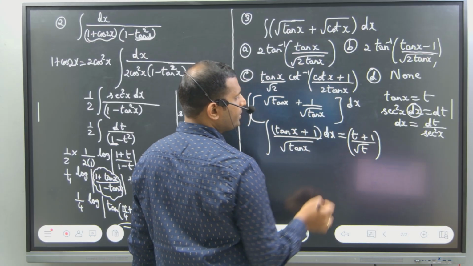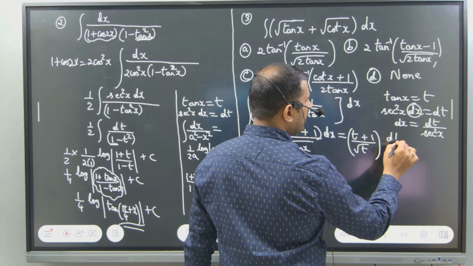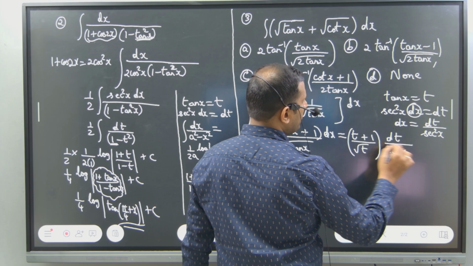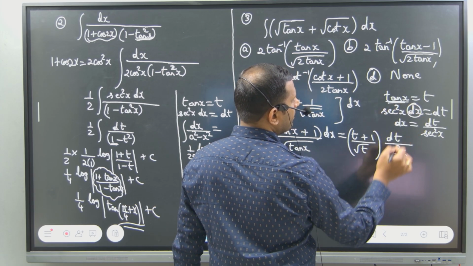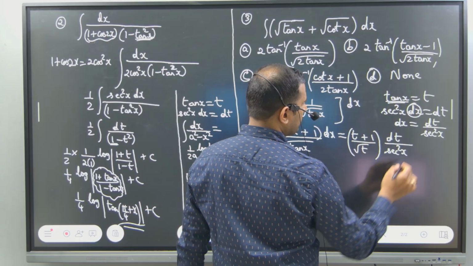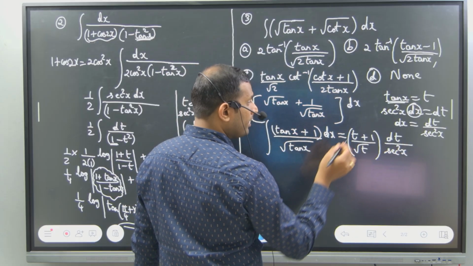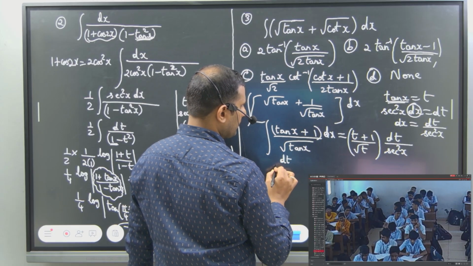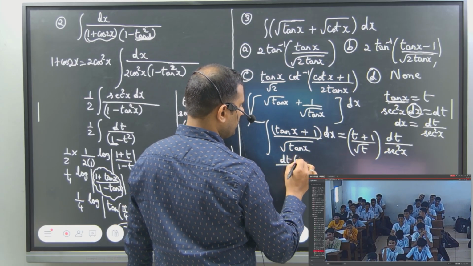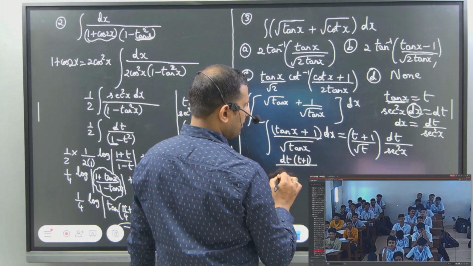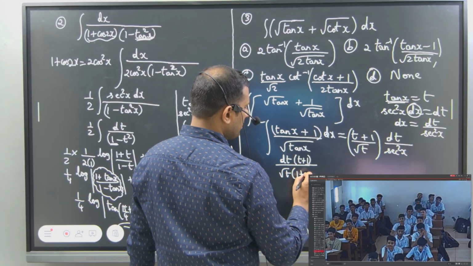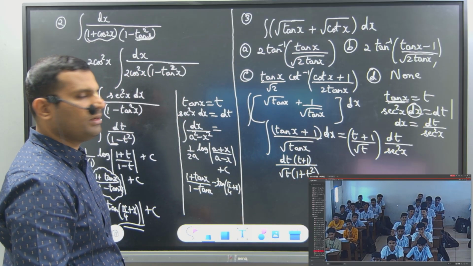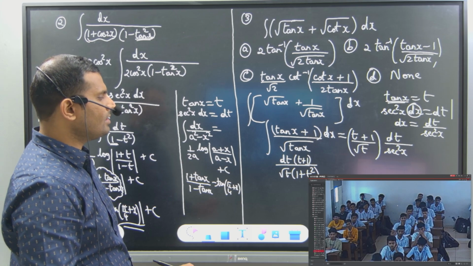And what should you substitute for dx? dt by secant square x. But now how do you write secant square x in terms of tan x? What is secant square x in terms of tan x? 1 plus tan square. So you write this as dt by, into t plus 1 divided by root t, into 1 plus t square. Yes or no, students? Did you understand? Okay.